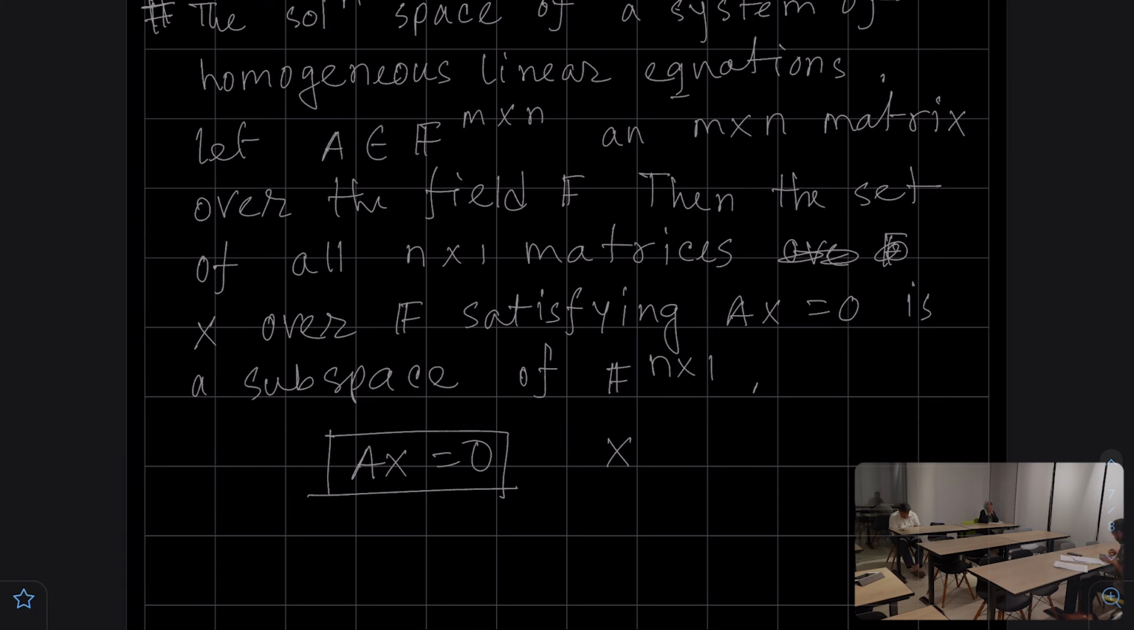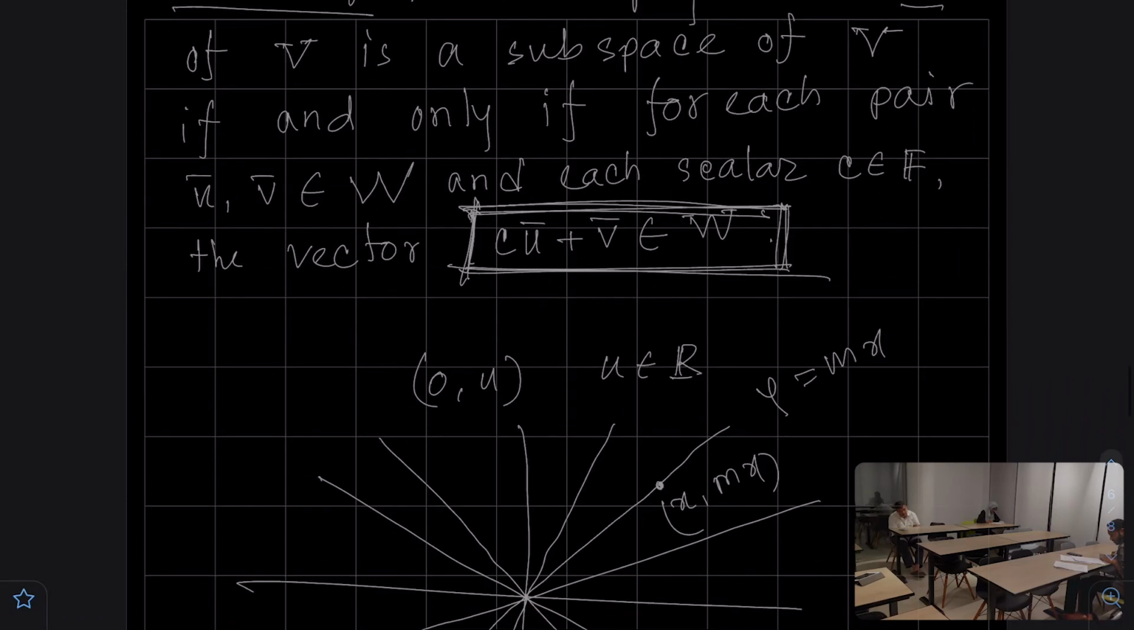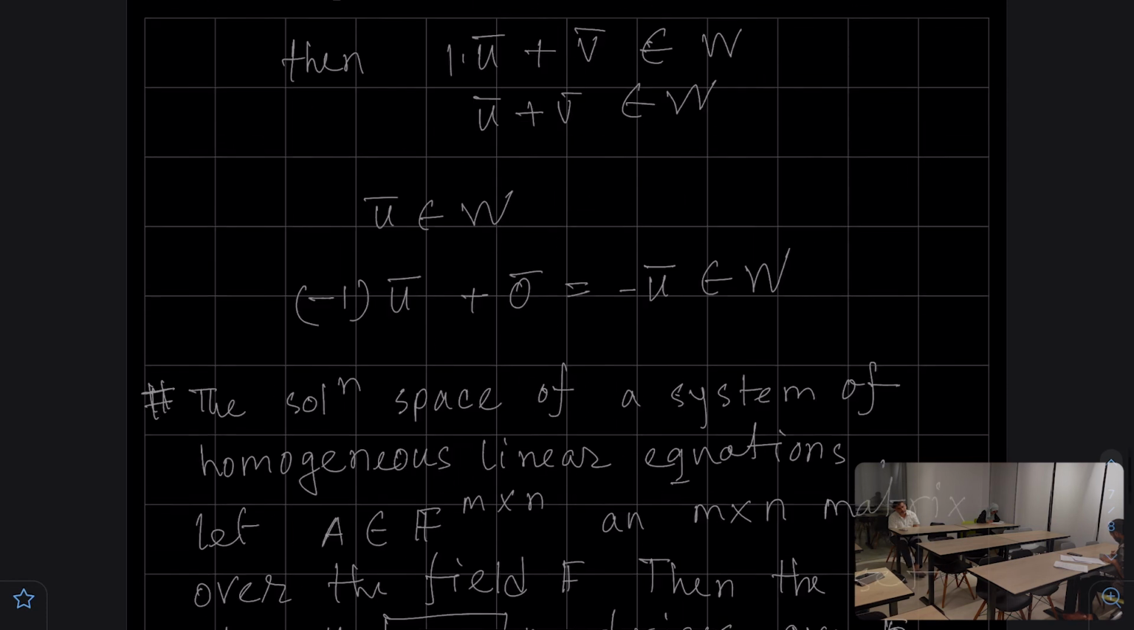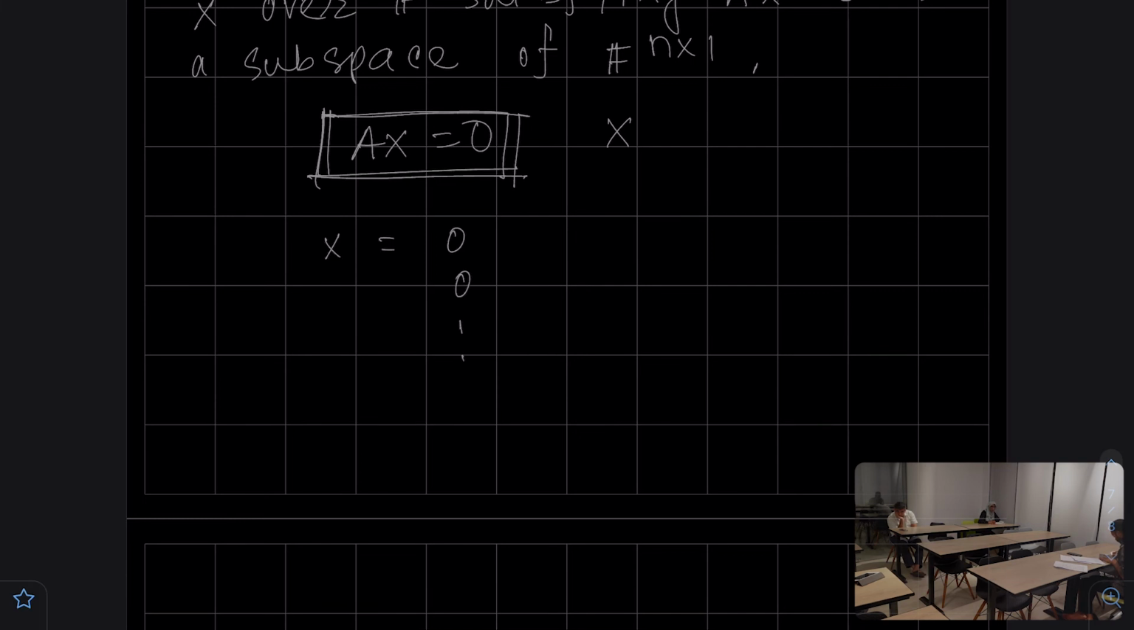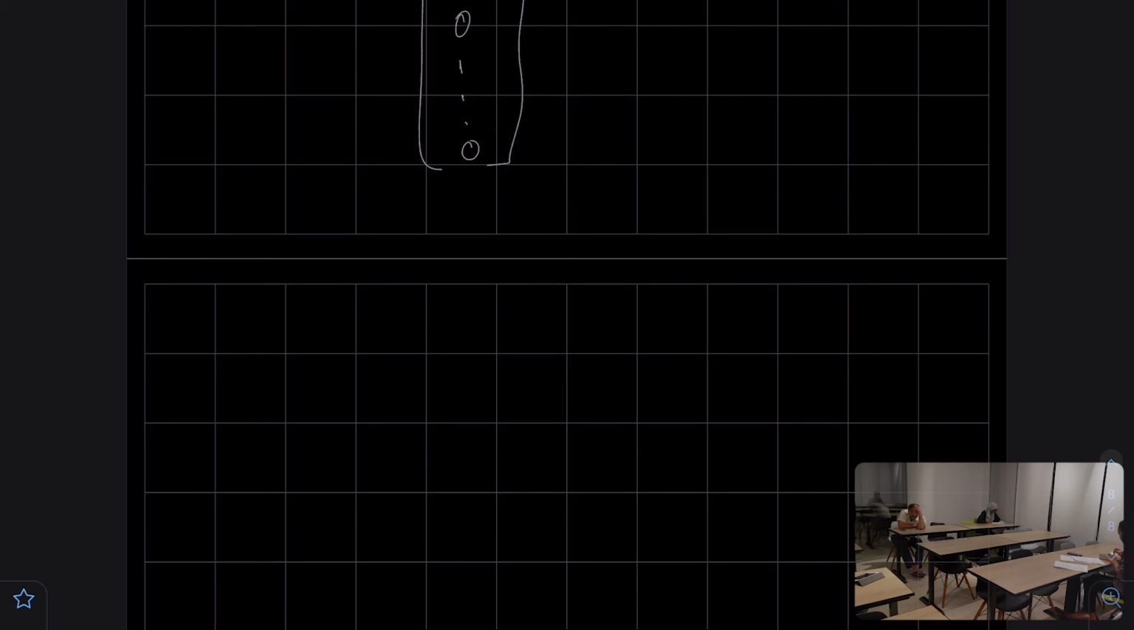Now let us consider this lemma. This lemma says that if A is an M cross N matrix over F, and B, C are N cross P matrices over F, then A times (alpha B plus C) is equal to alpha AB plus AC. So this lemma is very simple to prove.